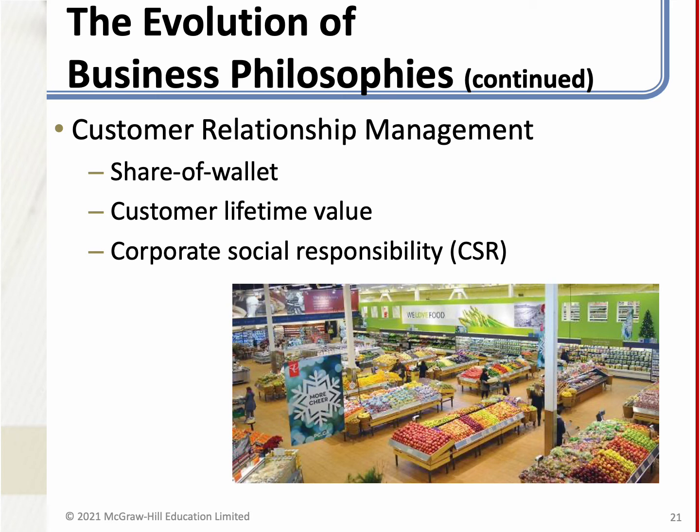You can do this through 3 different ways. It is share of wallet, the customer lifetime value, and also your corporate social responsibility. So share of wallet is a percentage of a customer's purchase that a company has in a specific product category. So loyalty cards are used, and they also can track offers and customize them for the customer.